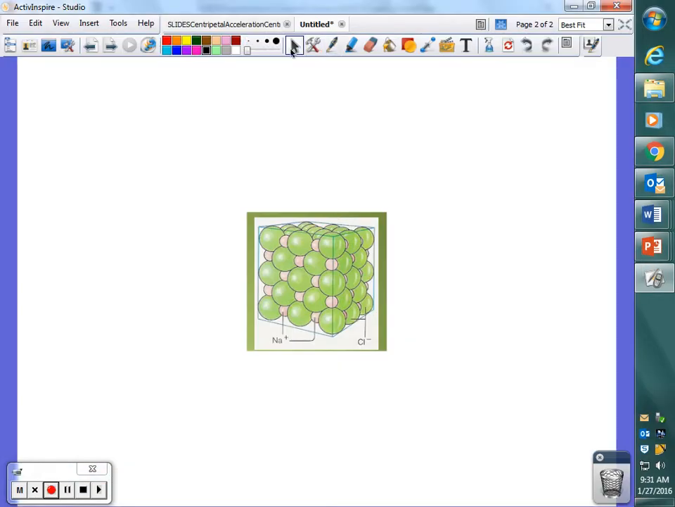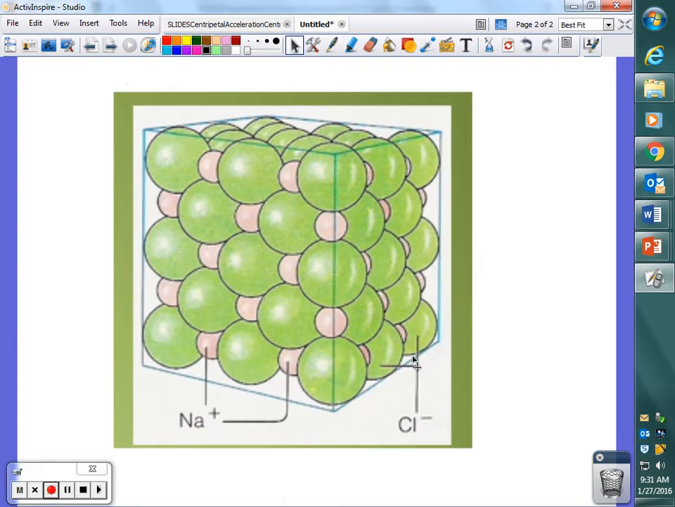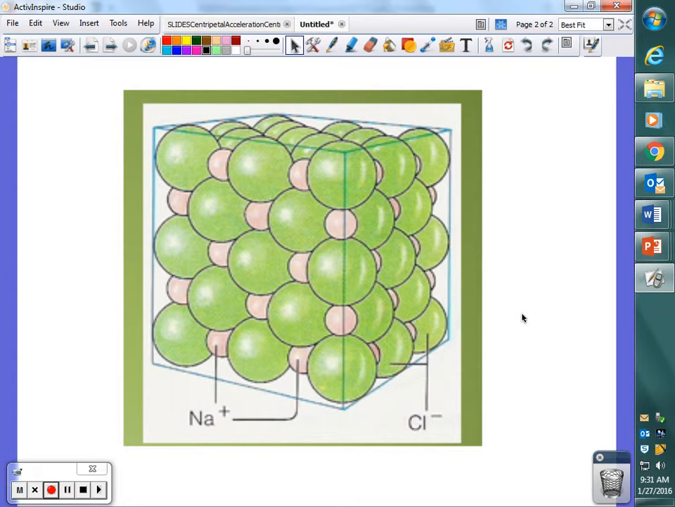Okay. Here is a crystal of salt. Okay? Positive sodium, negative chlorine. Positive sodium, negative chlorine. As we move horizontal or vertical.